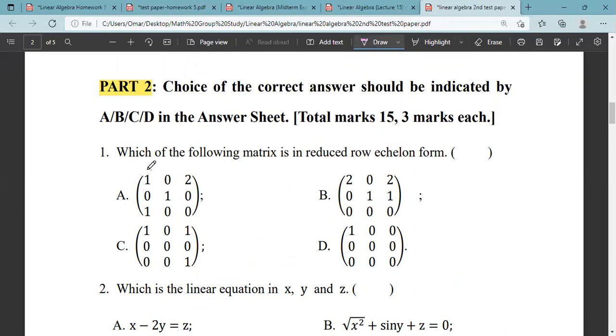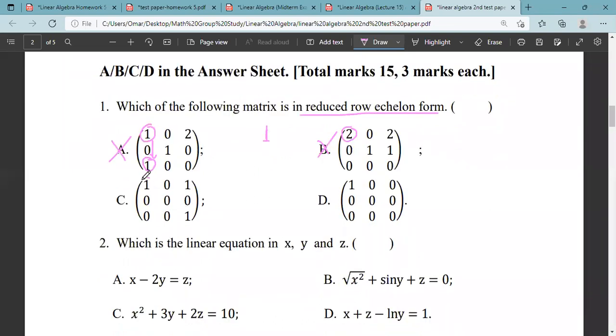So if you look here, we have the first pivot point here, but all the entries below this pivot point are not 0, right? So this is not a reduced row echelon form. And the second option, the first pivot point is 2, but we know that the first pivot point needs to be 1. For RREF, the first pivot point needs to be 1. So this is also not a reduced row echelon form.